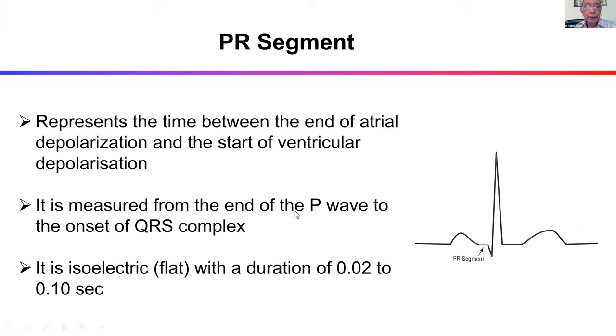And it measures from the end of the P wave to the onset of the QRS complex. And it is isoelectric, with a duration of usually 0.1 to 0.2 second. So this is another part which can be considered isoelectric. The other part is the TP segment.